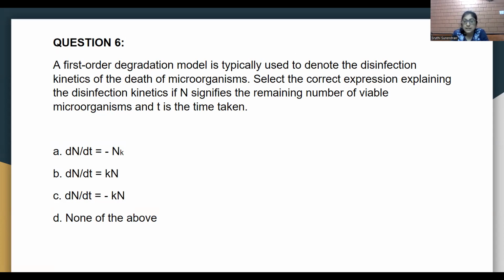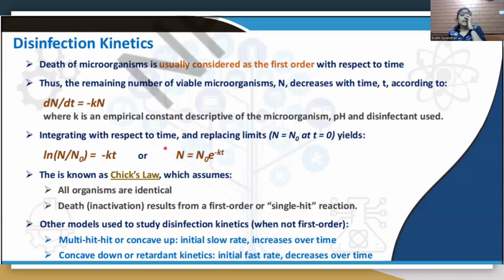So it is a first order decrease; the rate of change of the number of microorganisms in water is going to decrease with respect to time. So here also, if you can see, this is the third equation, that is dN/dt is equal to minus kN, which is the equation depicting the decrease in the number of remaining viable organisms in water. You can also see the slides and read a little more about this disinfection kinetics. It is a first order reaction with respect to time.